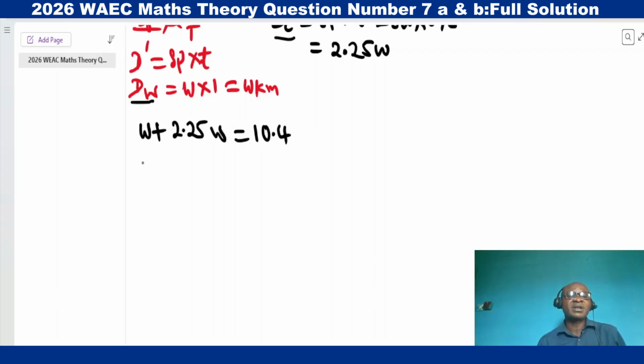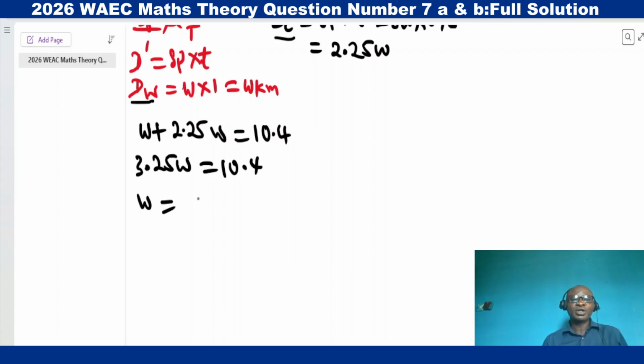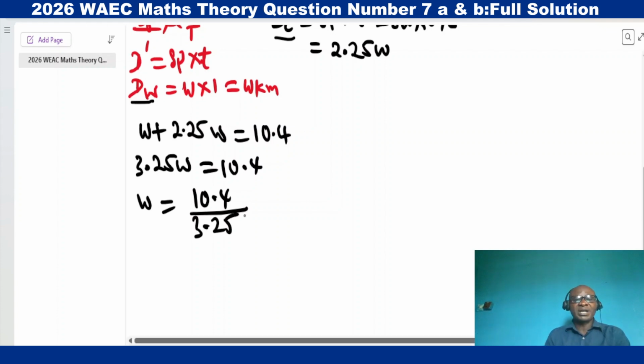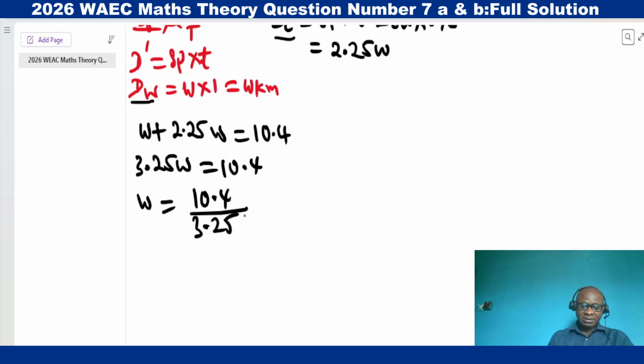Now, the distance covered walking is W, and the distance covered cycling is 2.25W. If I add the two, I get 3.25W is equal to 10.4, meaning that W alone is going to be 10.4 divided by 3.25. Let's work it out. 10.4 divided by 3.25 gives me exactly 3.2.